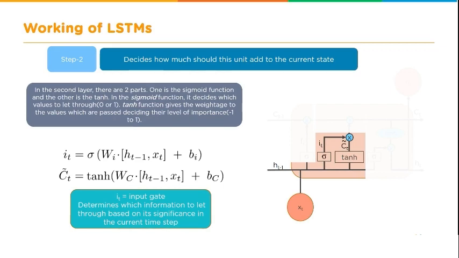And you can see the two formulas that come up. i of t equals the sigmoid of the weight of i, h of t minus 1, x of t, plus the bias of i. And c of t equals the tanh of the weight of c, h of t minus 1, x of t, plus the bias of c. So i of t equals the input gate, which determines which information to let through based on its significance in the current time step.